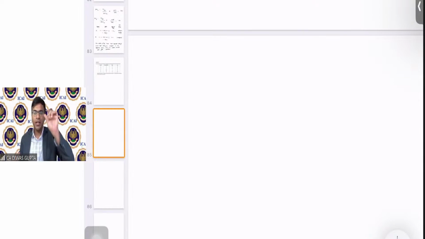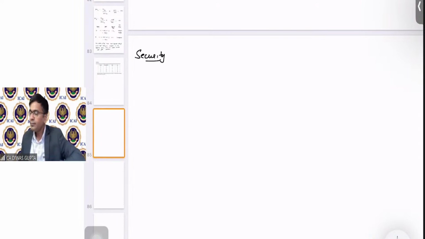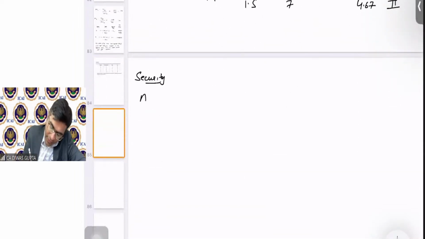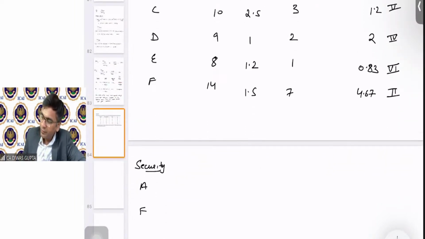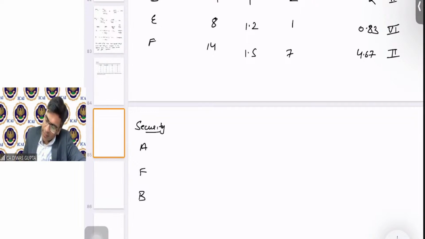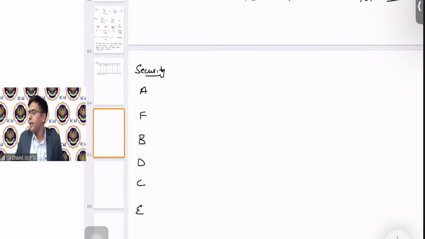We will take the first security having the first rank in the first line item, second rank in the second line item. So first of all, A is the security which is there in the first rank. Then second security is F. Third is B. Then fourth security is D. Then I think C, and lastly E. Correct? Students, please let me know till now. Is everything okay? Are you all clear?